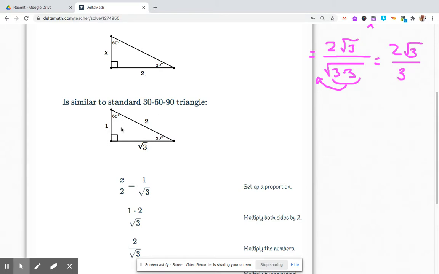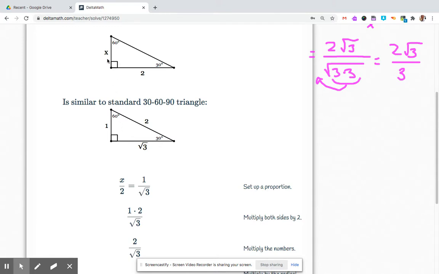So here's the specific right triangle. It's 30, 60, and the x is equal to 1. So this relationship, 1 over 2, is equal to 1 over square root of 3. Set up a proportion. All right, so they're looking at a single ratio on top of this fraction. So 1 over 2 has that same relationship as 1 over radical 3.